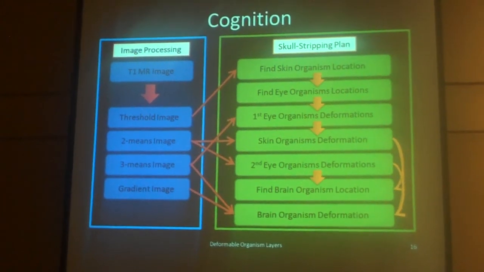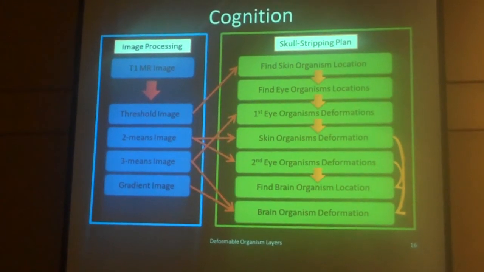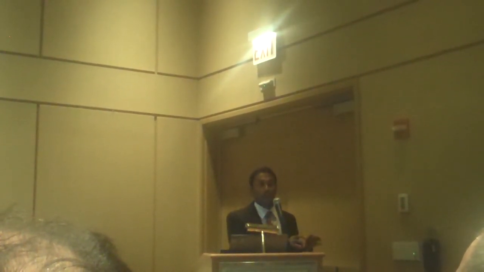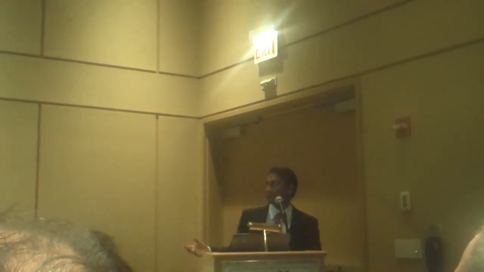the brain. One important thing to note here is that you can design your plan to account for difficulties and problems in the image. For example, if your eyes are cropped out and the eye organism is unsuccessful in finding a boundary, you can account for that in your plan, and other organisms can rely on different parts of the image to complete their tasks.